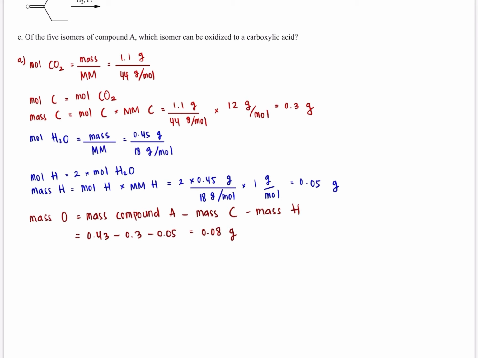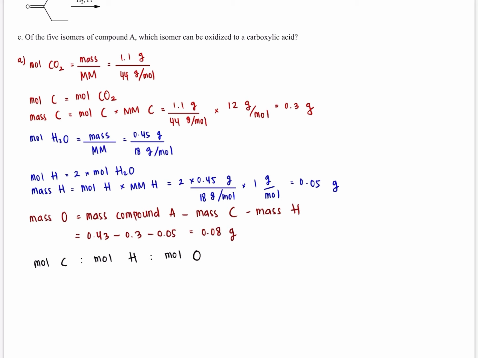After knowing the mass of each of carbon, hydrogen, and oxygen, we are going to determine the empirical formula. We know that compound A consists of carbon, hydrogen, and oxygen, so we are going to use that. We want to know the mole of the carbon, the mole of the hydrogen, and the mole of the oxygen, so we want to know the ratio.